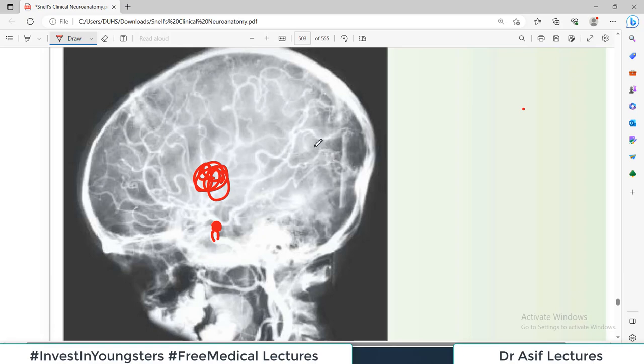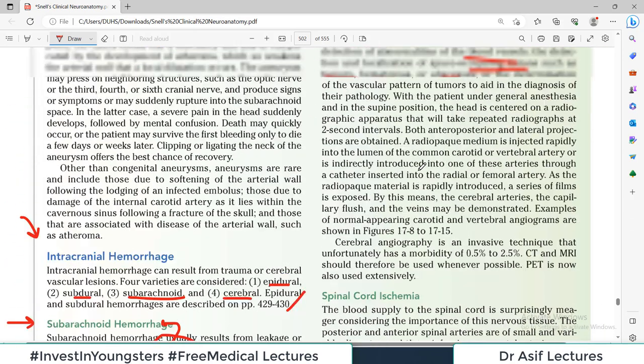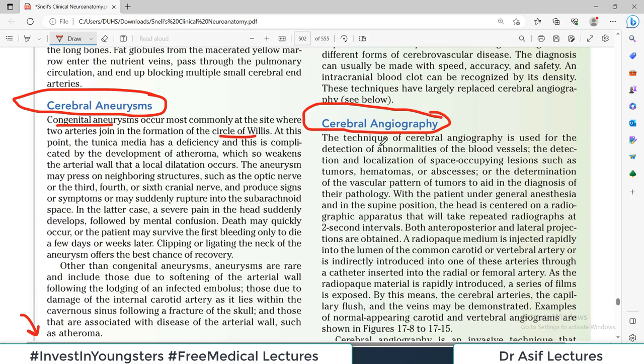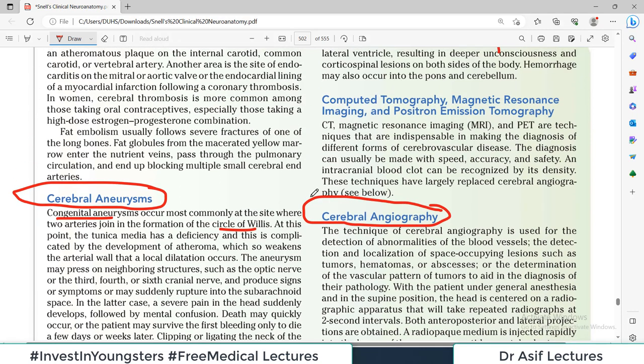Jaise cardiac angiography hoti hai, pure heart ki blood supply ko investigate karte hain, bilkul isi tarah cerebral angiography thi, but ab ye itna zyada use nahi karte because it has now been replaced by non-invasive techniques such as computed tomography, CT scan, MRI and positron emission tomography, PET. They are kind of replacing cerebral angiography because these are non-invasive. Aur jitni zyada non-invasive technique hogi, jitni zyada sensitive hogi, uski speed achhi hai, accuracy and safety.